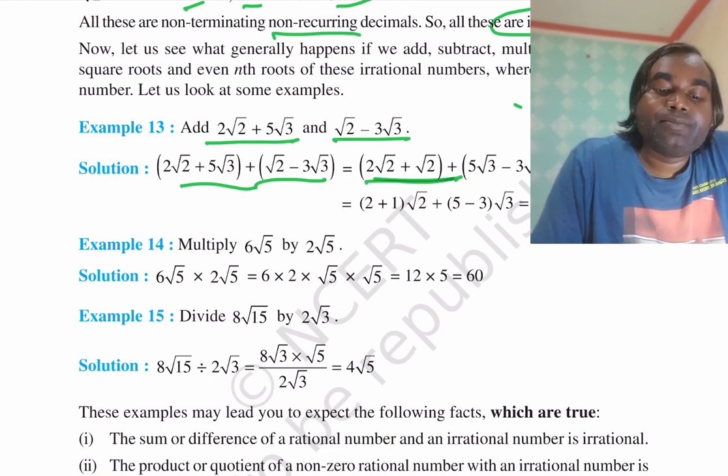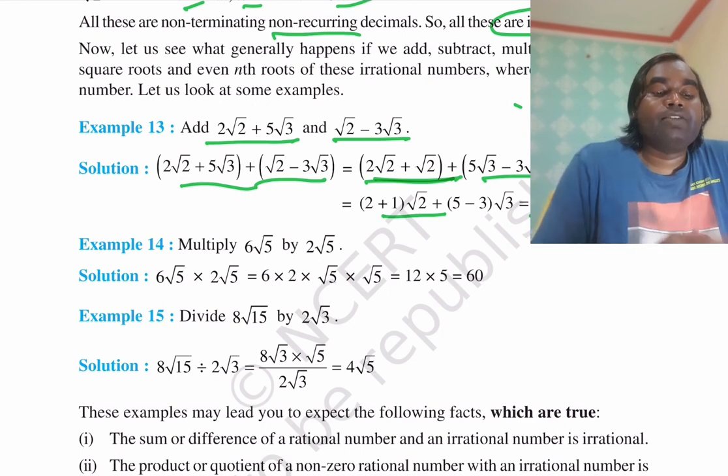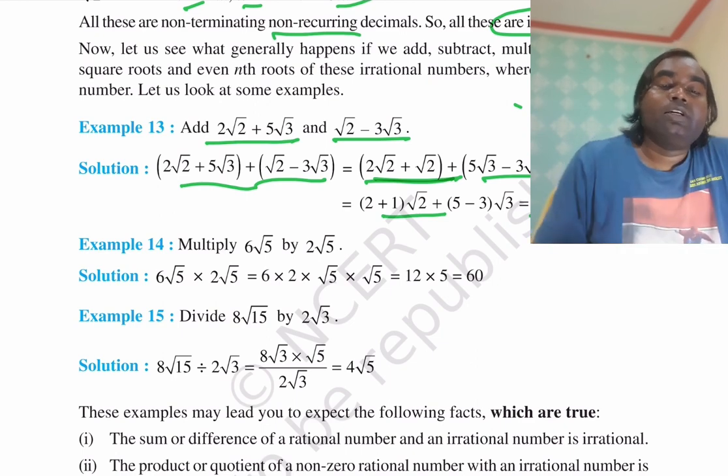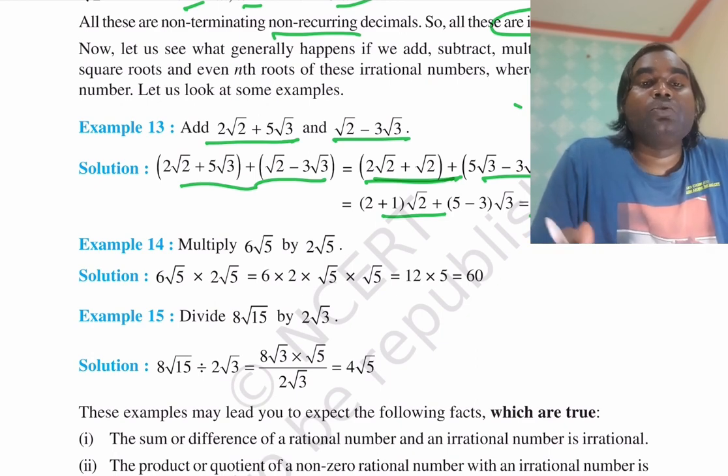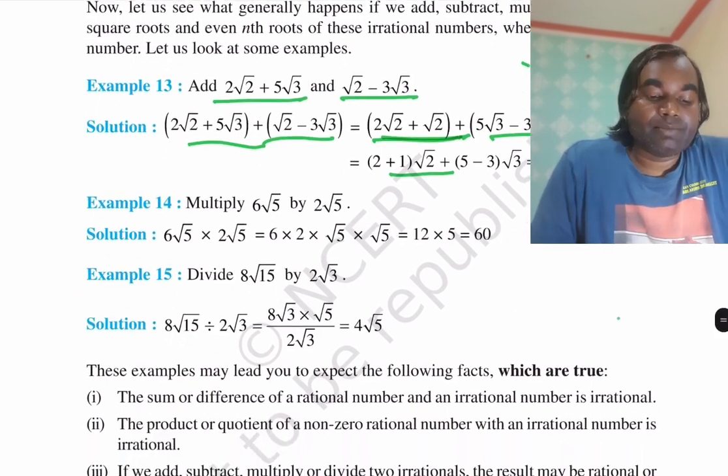Bring the same type of digits together and take the common out, and you will get the result in terms of the irrational numbers. So what is the meaning of simplification? When you want to add two irrational numbers, the result should be in terms of irrational numbers or rational numbers. That is the main purpose.